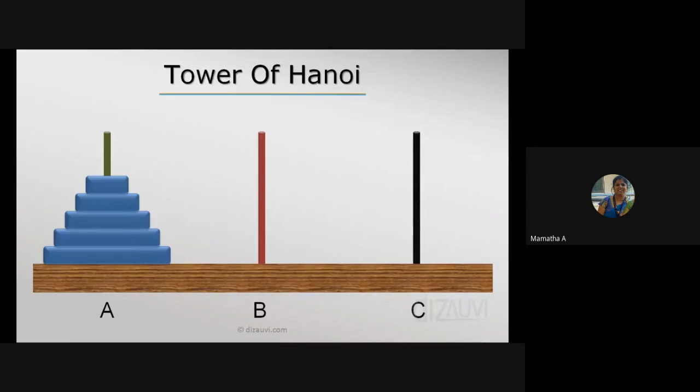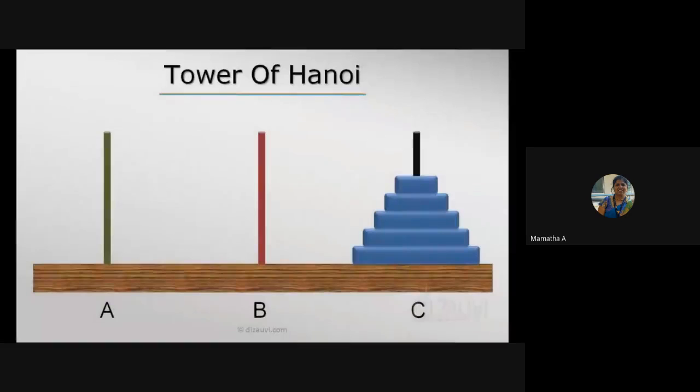Now here we have three towers A, B and C, and we have some discs in tower A, which are arranged in the increasing order of size from top to bottom. And what we are supposed to do is to move all the discs from tower A to tower C using tower B as an intermediate, such that at no point of time a bigger disk comes on top of a smaller one. And one more rule is that we can only move one disk at a time.